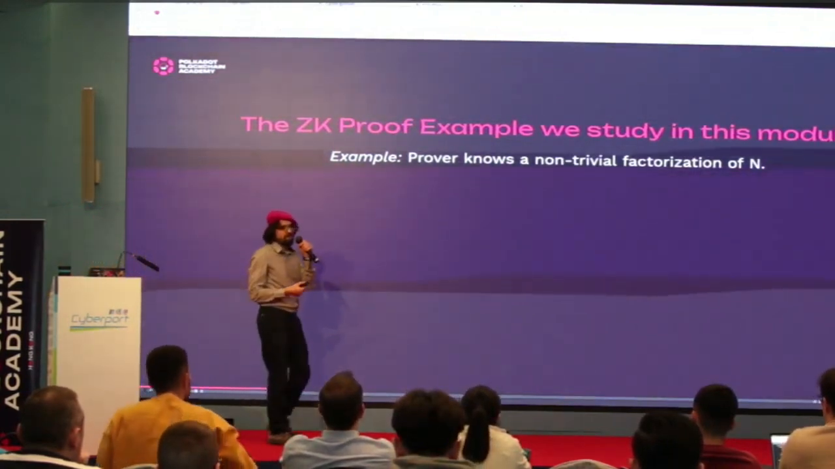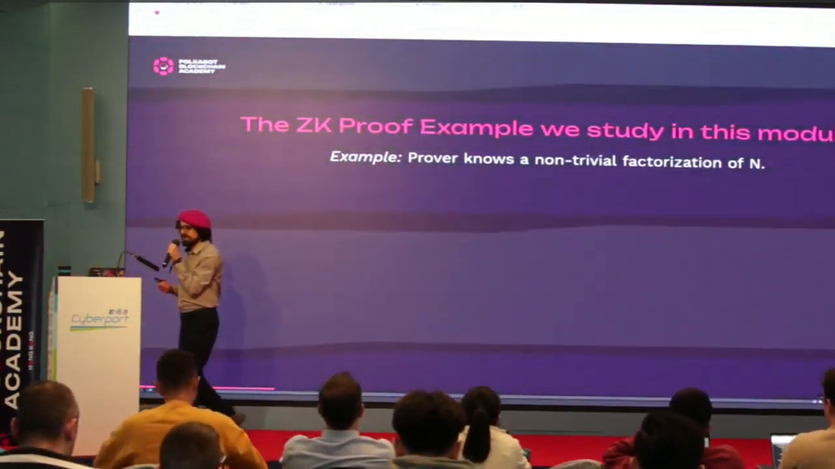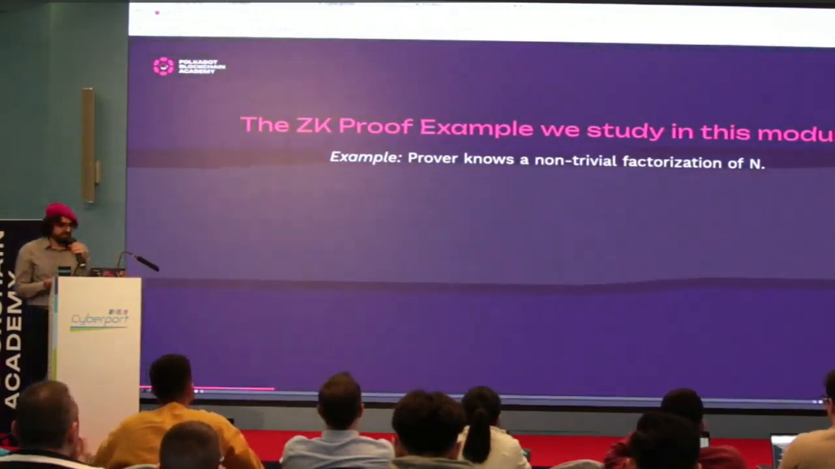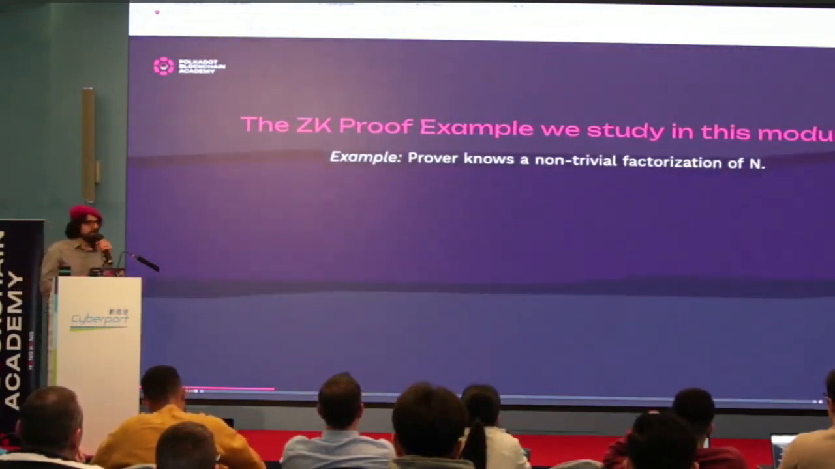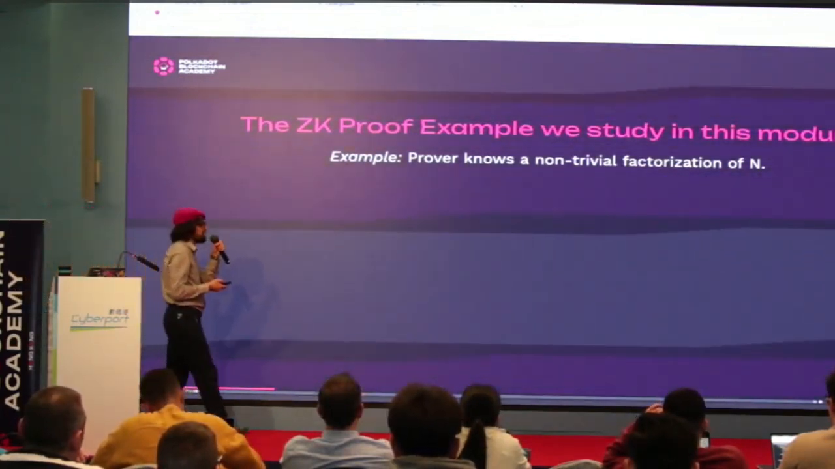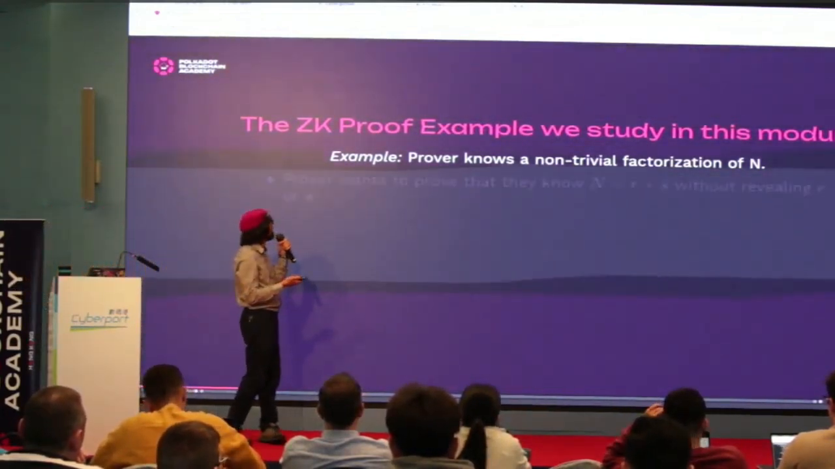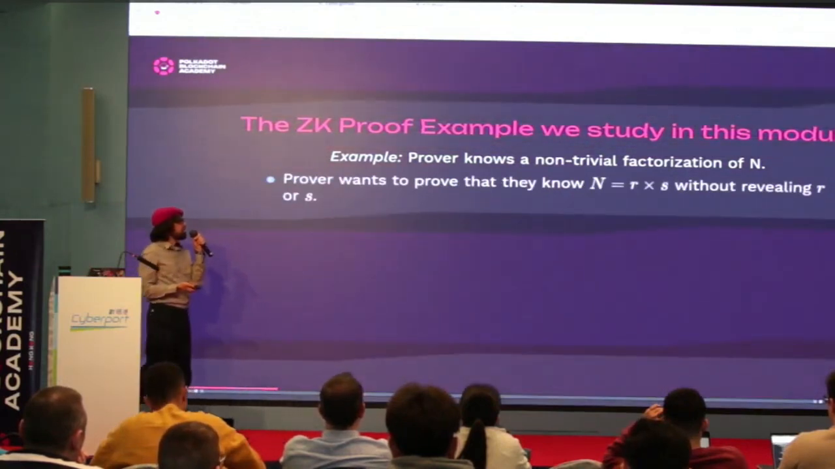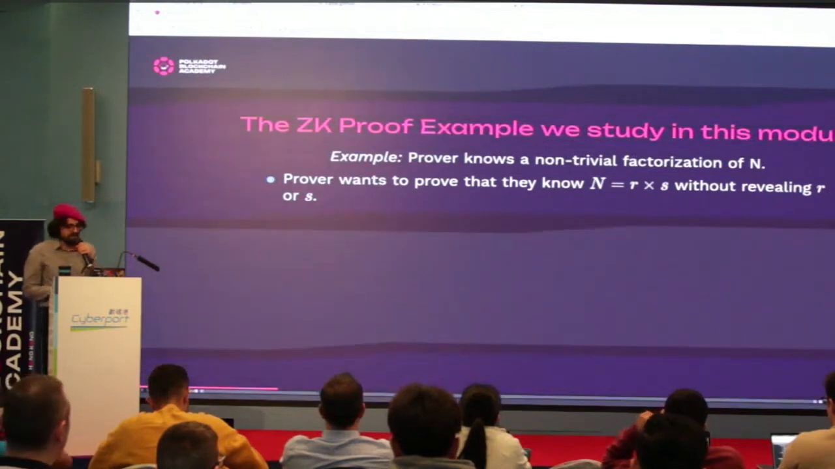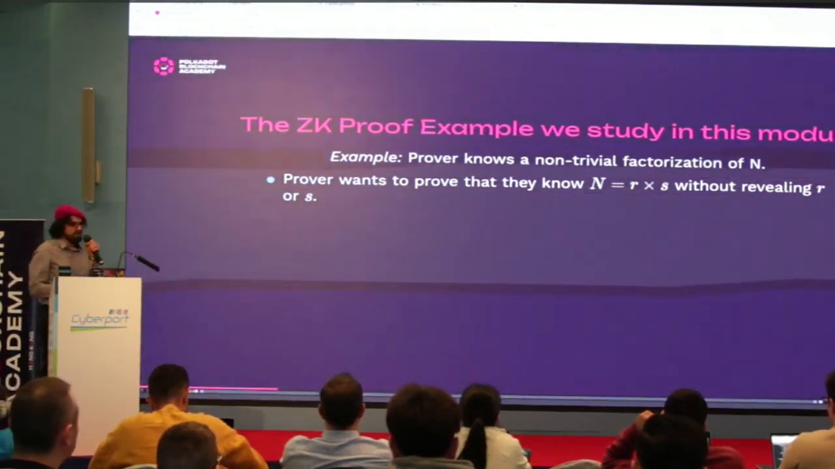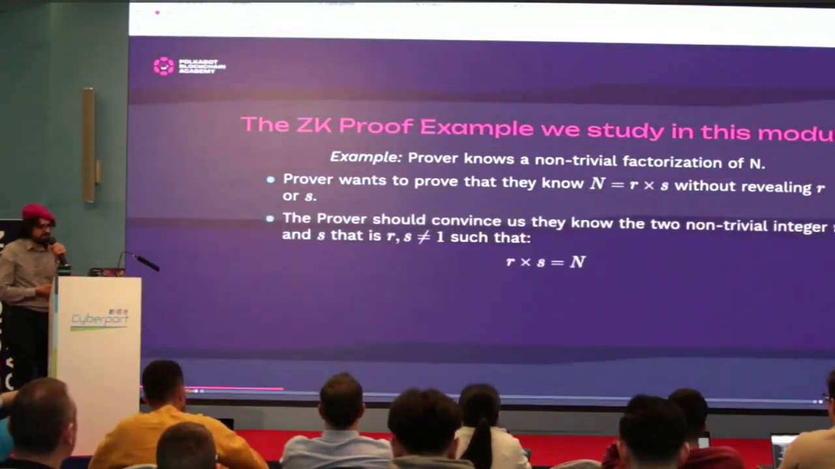So this one, we are going to use it all today. We'll see it like 100 times. This is like RSA. The prover knows a non-trivial factorization of n. So the prover wants to prove that they know n equals r times s without revealing anything about r or s. But they need to reveal some stuff.